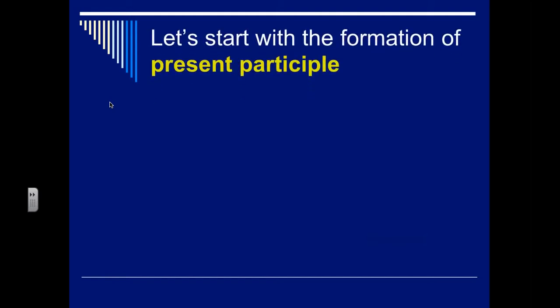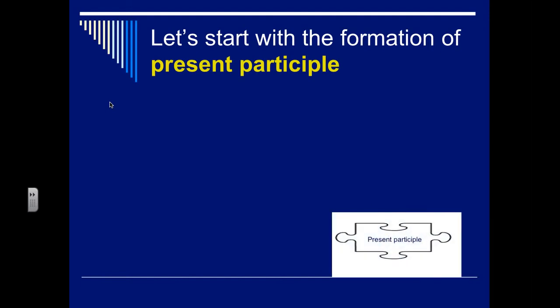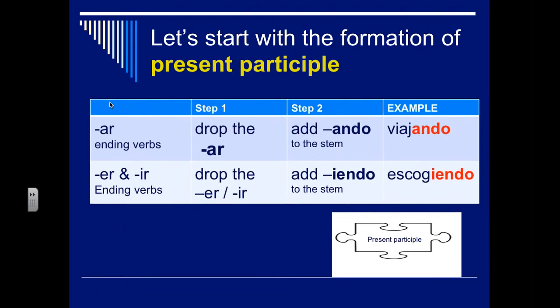So, let's start with the formation of the present participle. How do you form it from an infinitive verb? Well, that would be the second part of the puzzle, the present participle. So here it is. For an AR ending verb, there are two steps to it. You're going to drop the AR, add ANDO, which is your gerund, to the stem. An example, if I were to use viajar, it would be viajando. Notice the ANDO at the end.